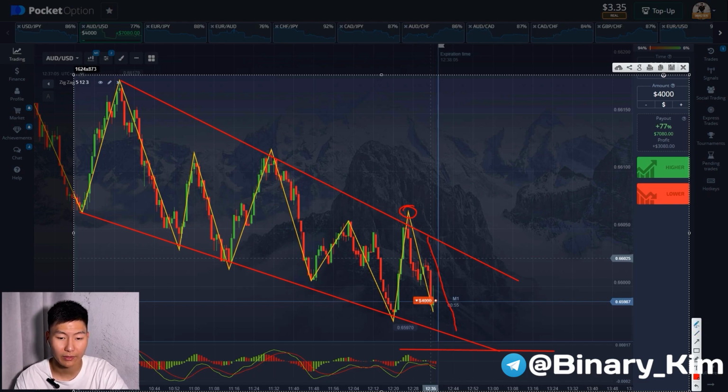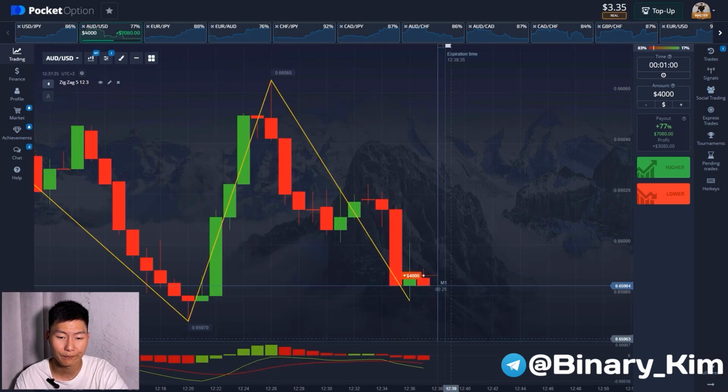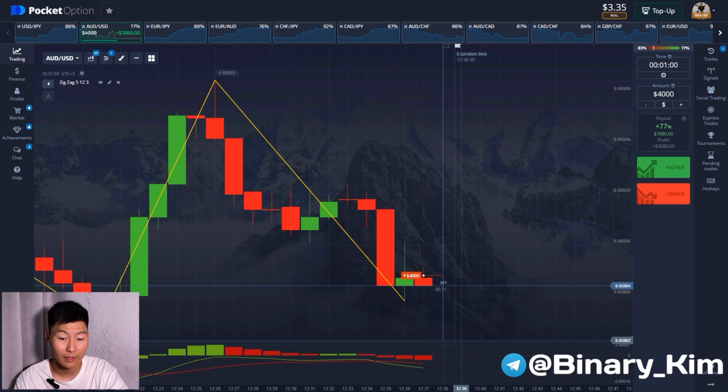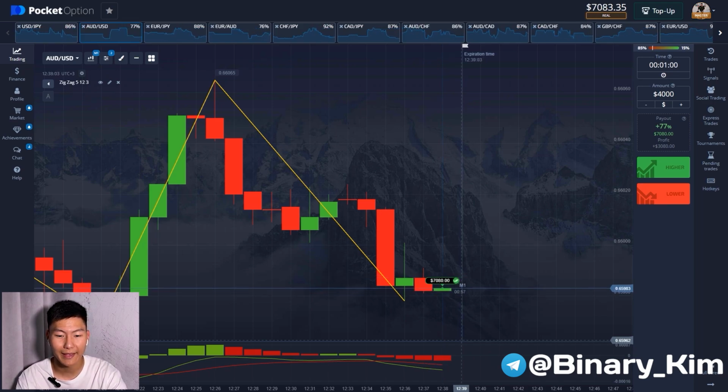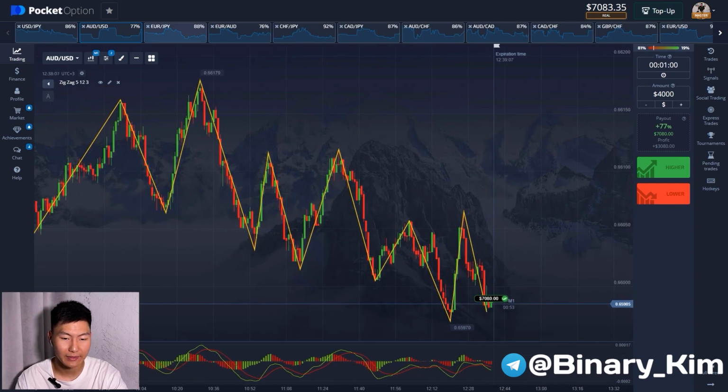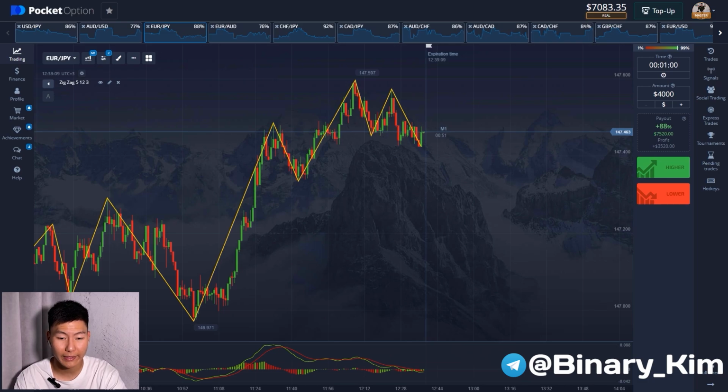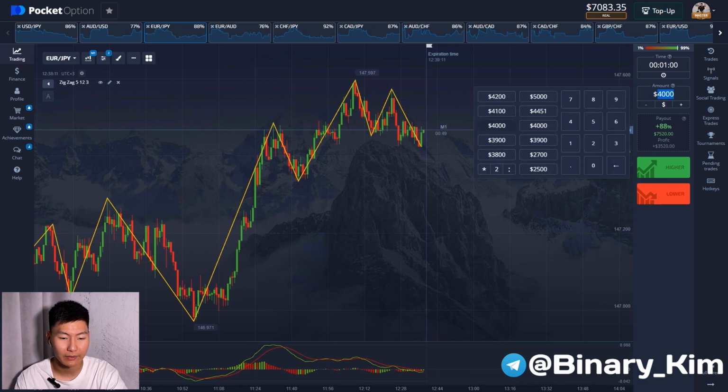Have a look at this intersection. The red line crosses the green one to the upside with the negative histogram. And we got it. Great level, guys. We got $7,000 on the balance, and it's time to open our final trades. Let's update the trade amount.